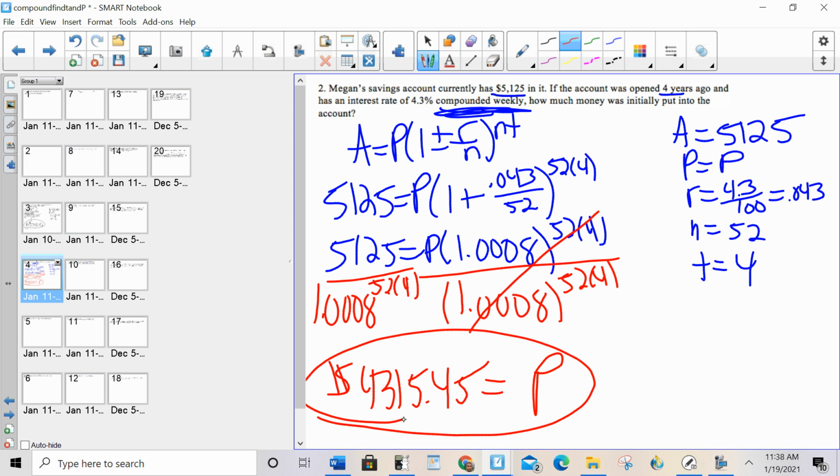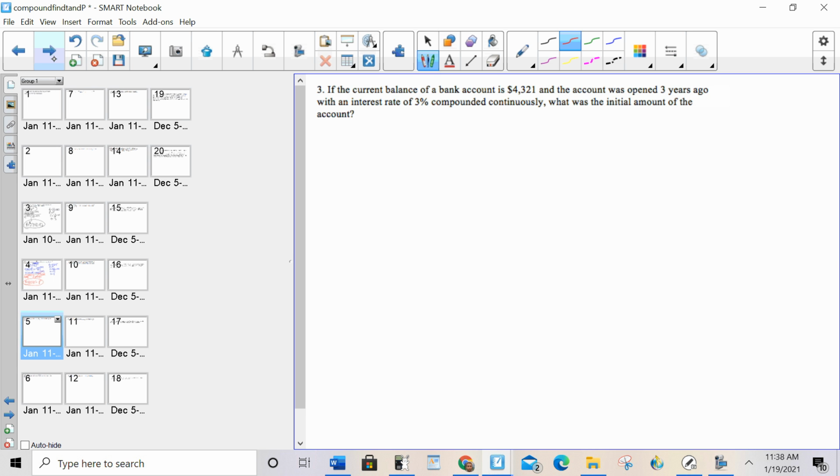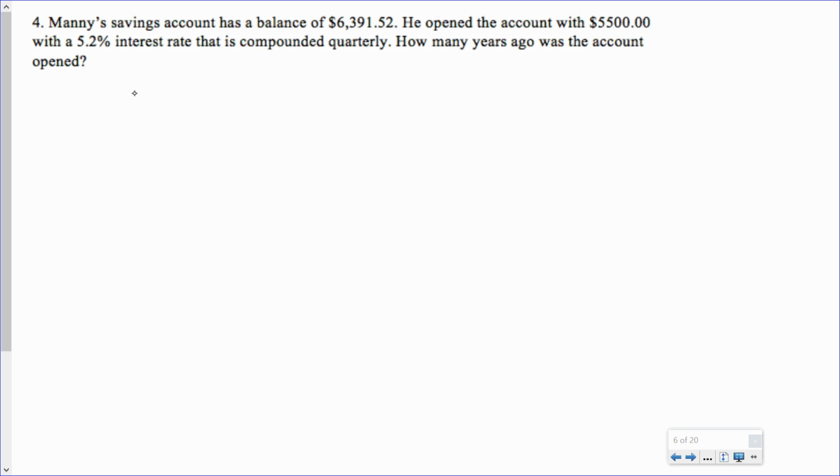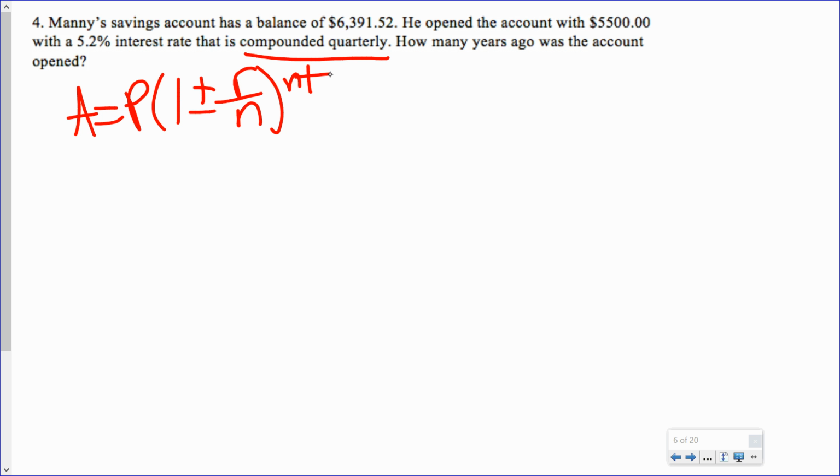Now, we're going to move into finding t, which is going to be more the bulk of this lesson. Number 4. Manny's savings account has a balance of $6,391.52. He opened the account with $5,500. 5.2% interest rate, compounded quarterly. That's telling me which formula I'm going to be using, because it's compounded and it's not continuous. It's my n formula. P times parentheses 1 plus r over n to the power nt.